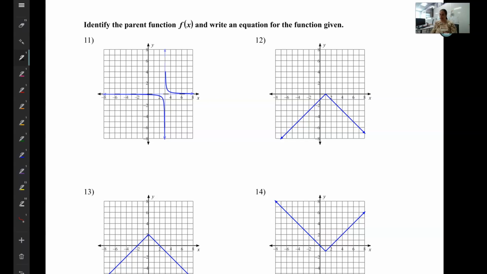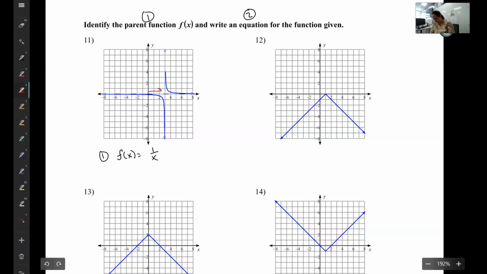Okay guys, last page. We want to, number 1, identify the parent function, and 2, write an equation. So we're going to start with number 1. We want to identify the parent function. So if you look back in your 1.1 notes, you'll see that this one looks an awful lot like 1 over x. Now, a couple things have been changed.